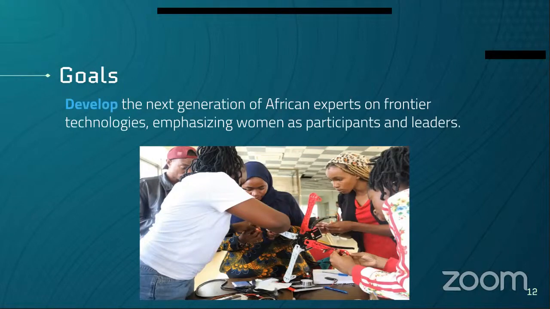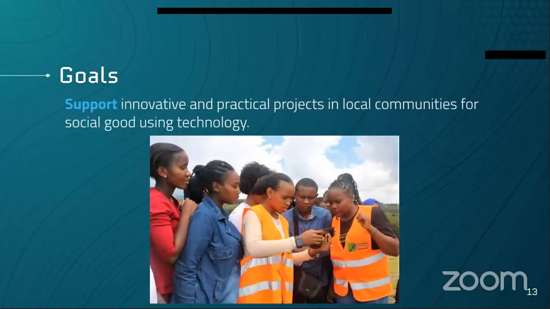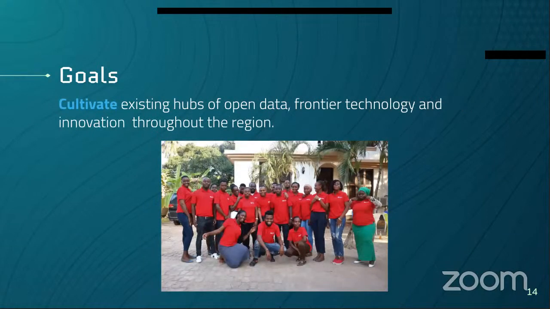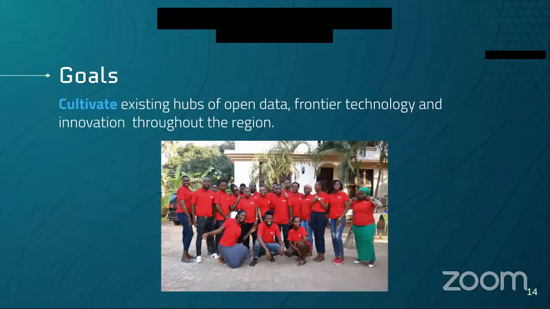And the next is to support. We're going to support innovative and practical projects in the local community for social good using technology. Our main focus will be drones, but also all the technologies that can bring impact or involve the community directly. And lastly, we're going to cultivate the existing hubs of open data, frontier technology, and innovation throughout the region.